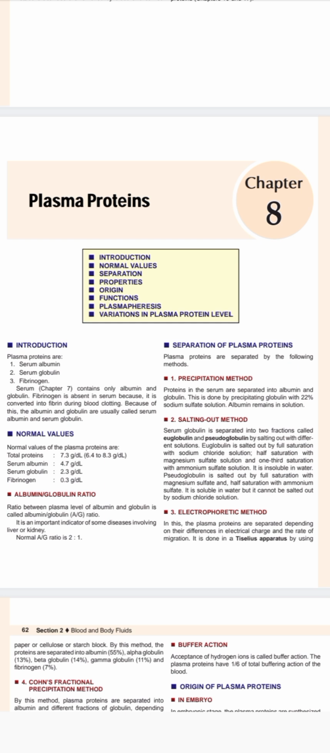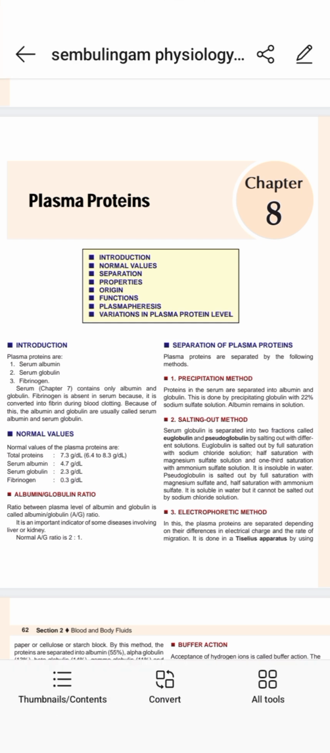Separation of the plasma proteins. Various methods are available to separate the plasma proteins. The well-known methods are precipitation, salting out, electrophoretic, Cohn's fractional precipitation, and ultracentrifugation. In the precipitation method, proteins in serum are separated into albumin and globulin.